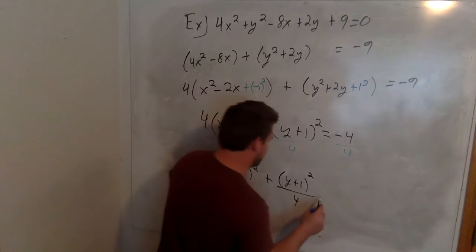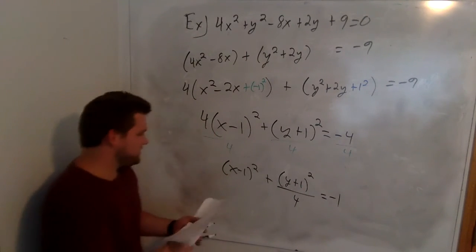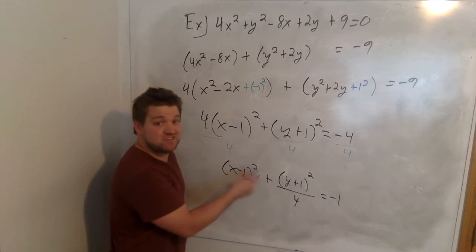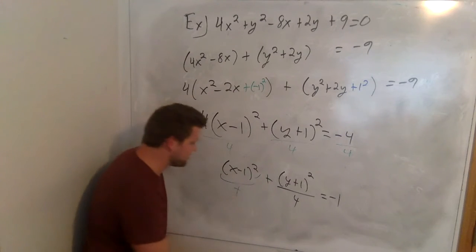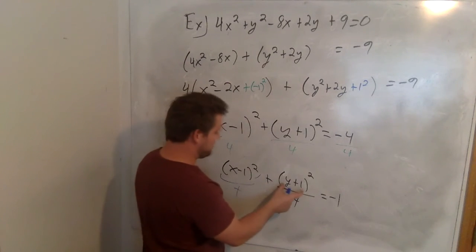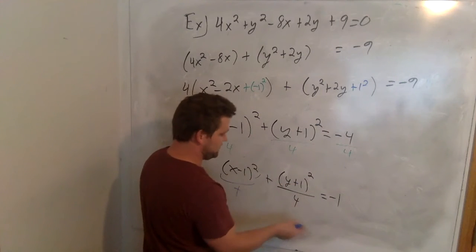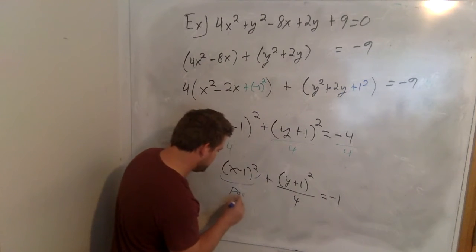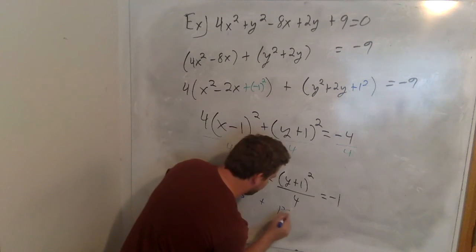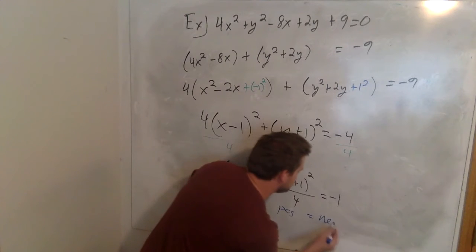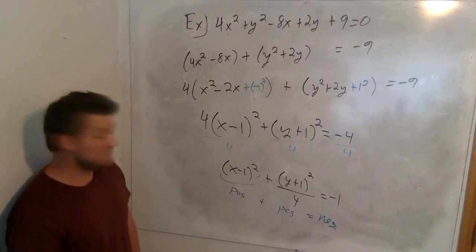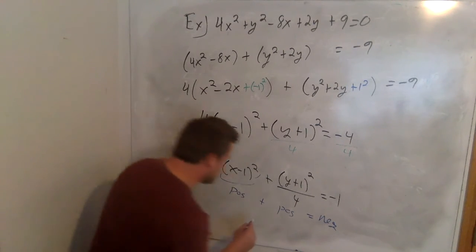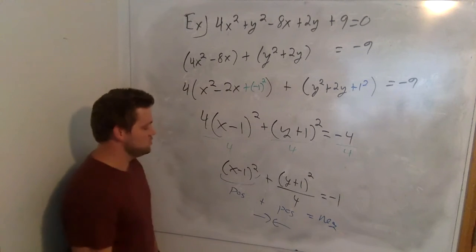I didn't actually have to divide by 4 to see this. But let's think right here. I'm taking some number. I know this is x minus 1, but it's being squared. This is some positive number. And we're adding it to some sort of number that's being squared. It's positive, and it's being divided by a positive number. So we're taking something that's positive, and adding it to something that's also positive, and we're saying that's equal to a negative. Well, a positive plus a positive is a positive. A positive is not equal to a negative. So we have a contradiction here. So what we have is no graph.